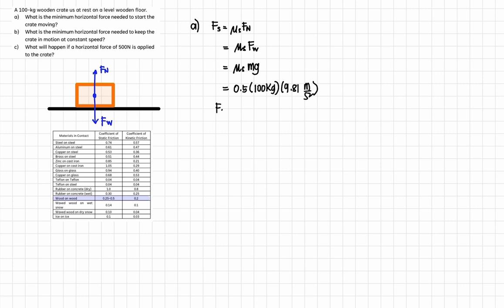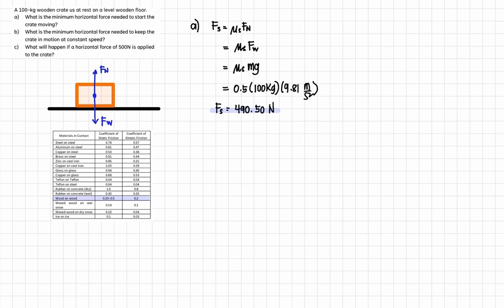So the force needed to start the crate moving is equivalent to the static friction, which is 0.5 times 100 times 9.81. That is equivalent to 490.5 newtons.